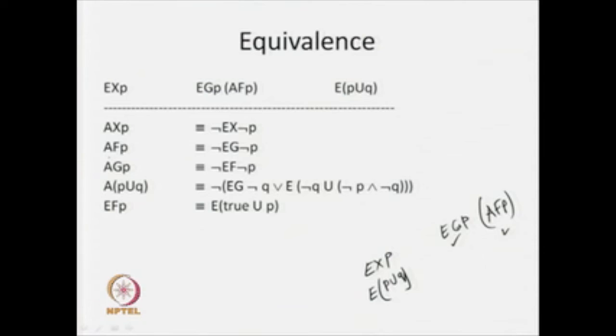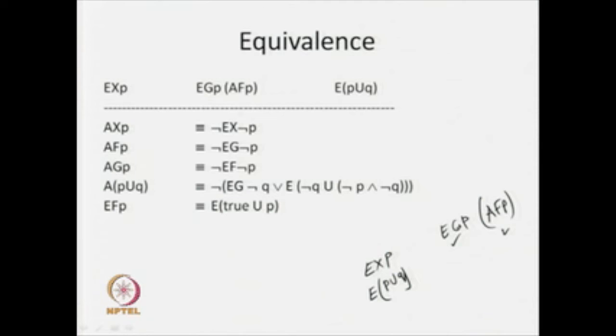Now, what about AF p? If I have EG p, then AF p is nothing but not of EG not of p. So, if I know the procedure for EG p, then we can look for its dual AF p, or on the other hand if I have AF p, then I can evaluate EG p. That is why I am saying that I can take either of these. So, I have this equivalence: AF p is equivalent to not of EG not of p. Now, what about AG p? AG p is nothing but not of EF not of p. That means we have this particular operator.